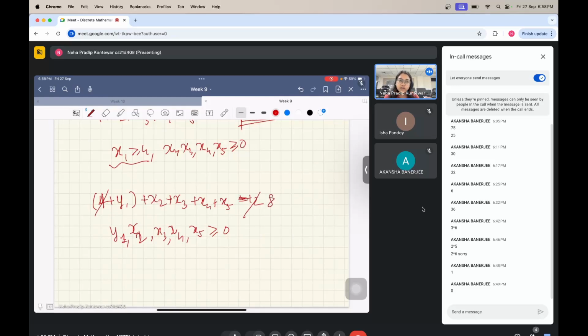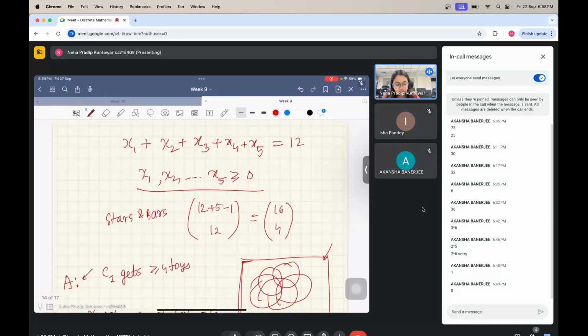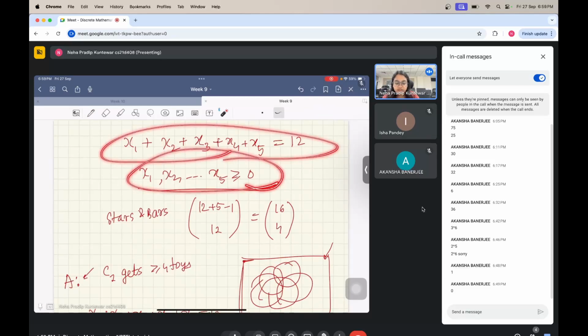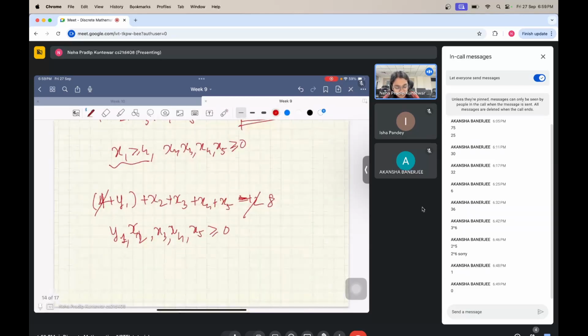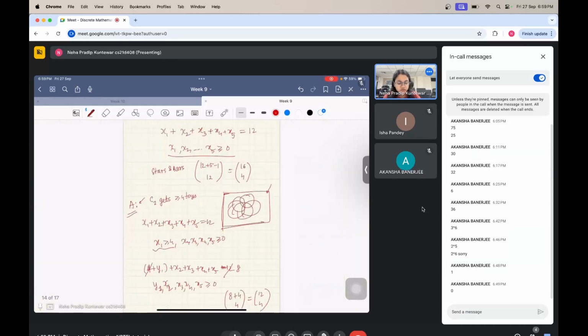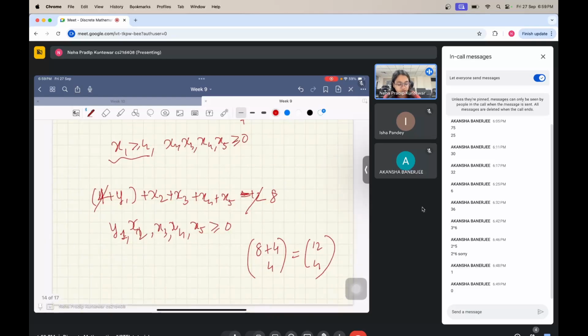And this is now again the same as this question. This is again in the form where you have constraints like this and an equation like this. So again, by stars and bars counting, you get your answer to be 8 plus 4 choose 4, which is 12 choose 4. So this is your answer for the event A. Similarly, for B, C, D, E, you get the same count as 12 choose 4.